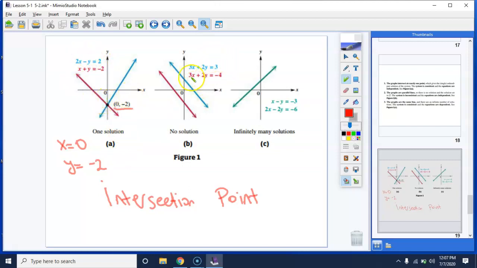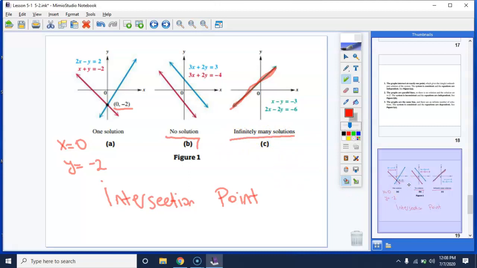Sometimes we graph them and they never touch each other, they don't have an intersection point, and we say that they have no solution. And at the same time, there are some equations that when we graph them, they're on each other. That's my first graph. If you graph the second one, you will get the same thing as well. So they're on each other, they have been touching each other infinitely. So we say that they have infinitely many solutions.